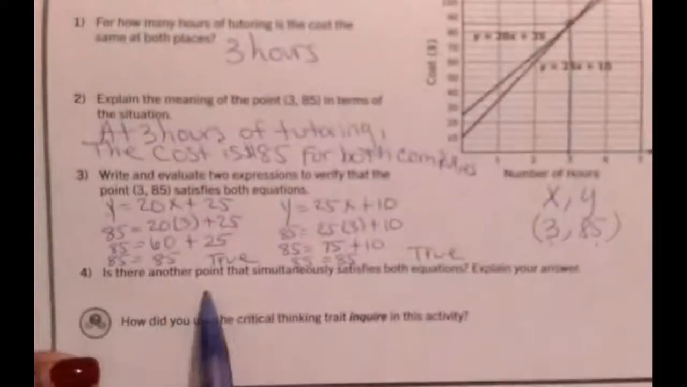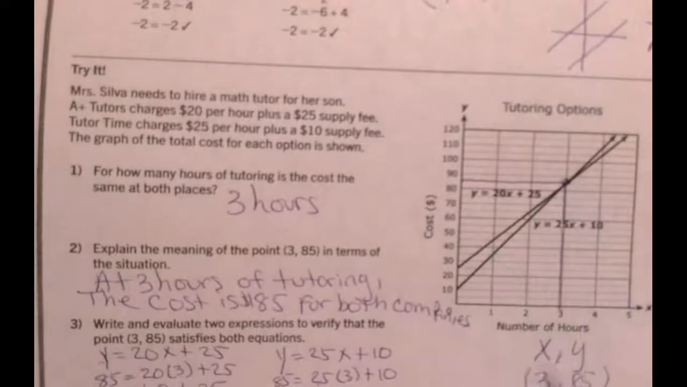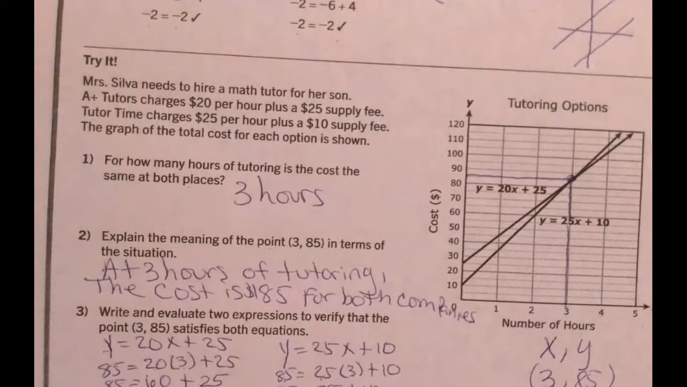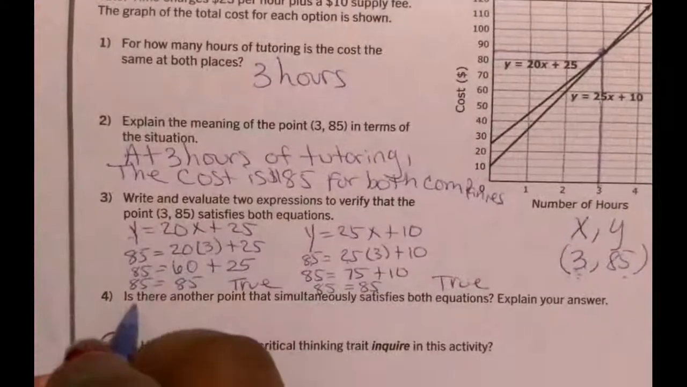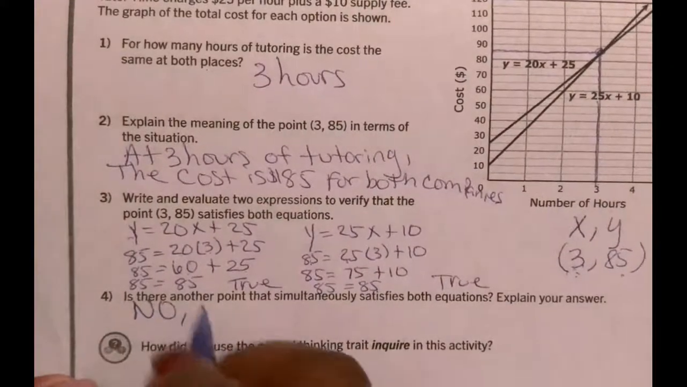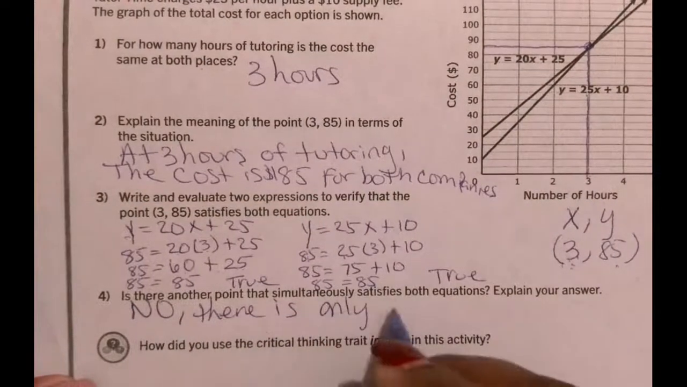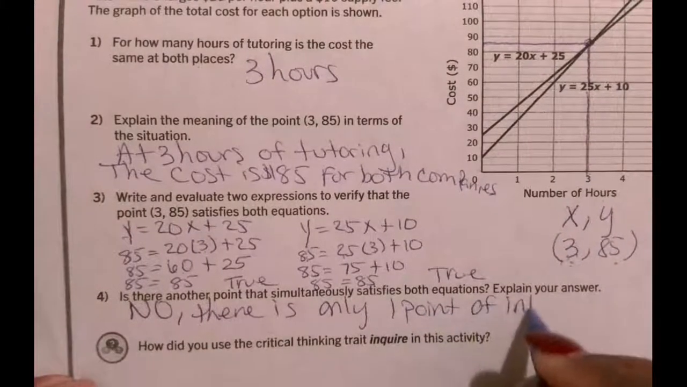Is there another point that simultaneously satisfies both equations? Let's look at the graph. The answer to that is no. The reason why is because there's only one point of intersection. If I have more than one point where they intersected, then that's when it will be yes. But as of now, it's no. There is only one point of intersection.